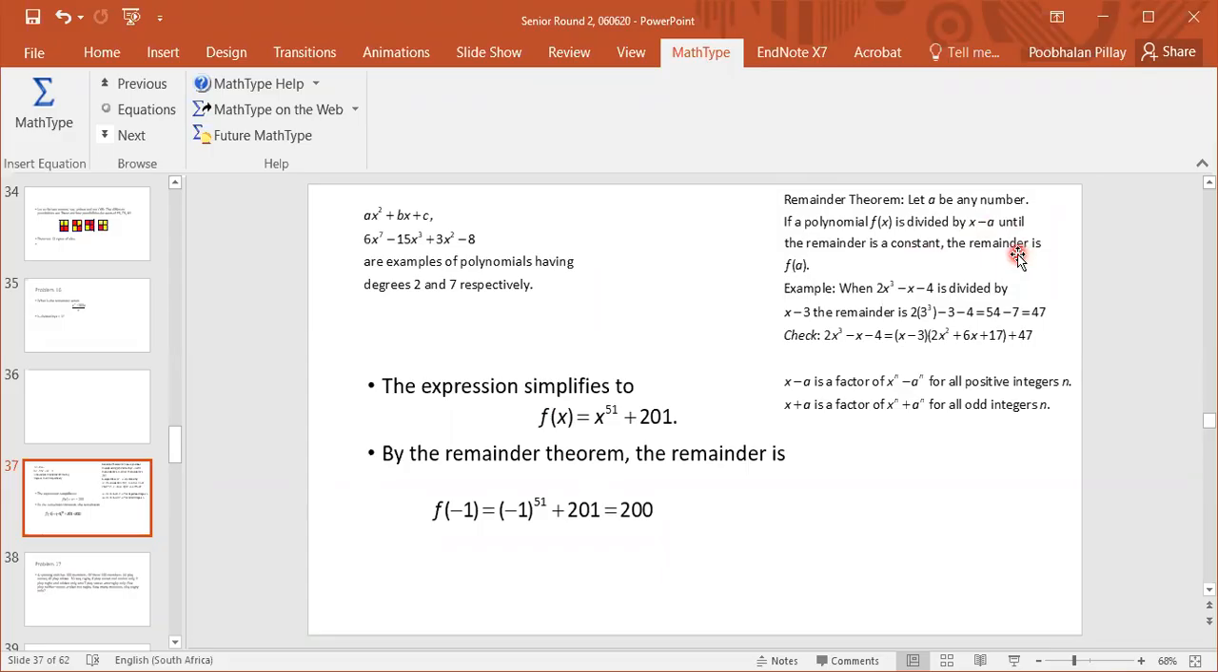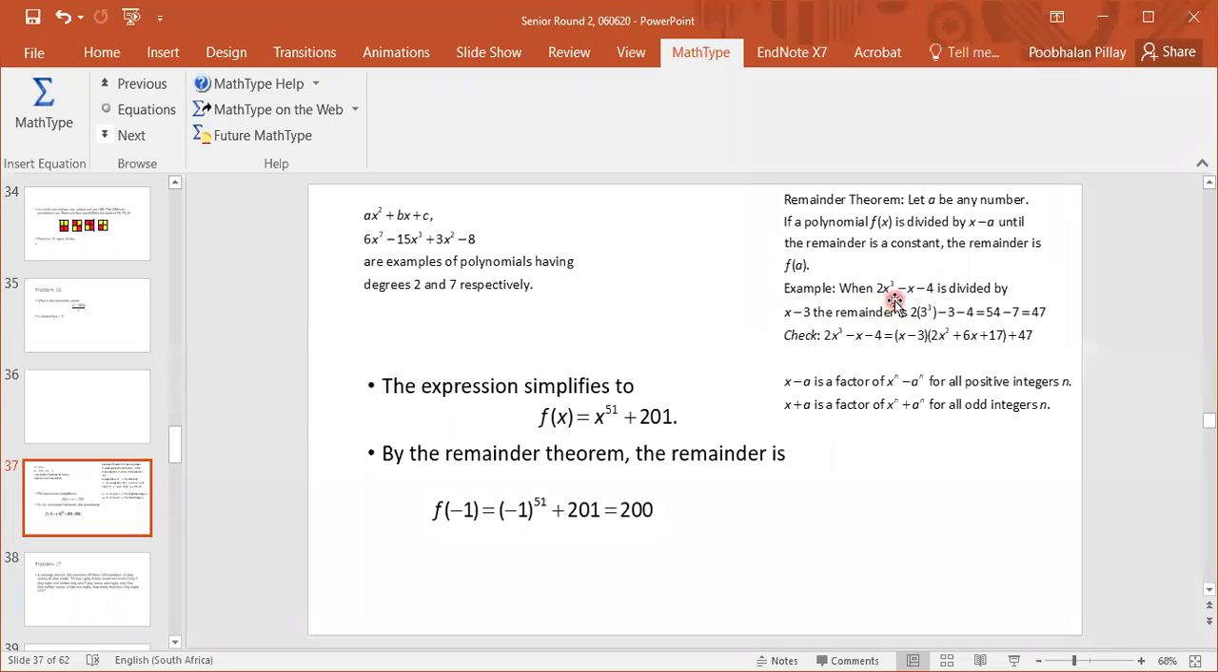Then there's a very quick way of finding the remainder. The remainder is, now watch this, f of a. In other words, here you got a, the number you're dividing by. You take that number and you plug it into your original polynomial and simplify this. Once you give a value to x, you get a certain number, and that number is the remainder. So it's a very powerful thing. You can find the remainder very, very quickly.